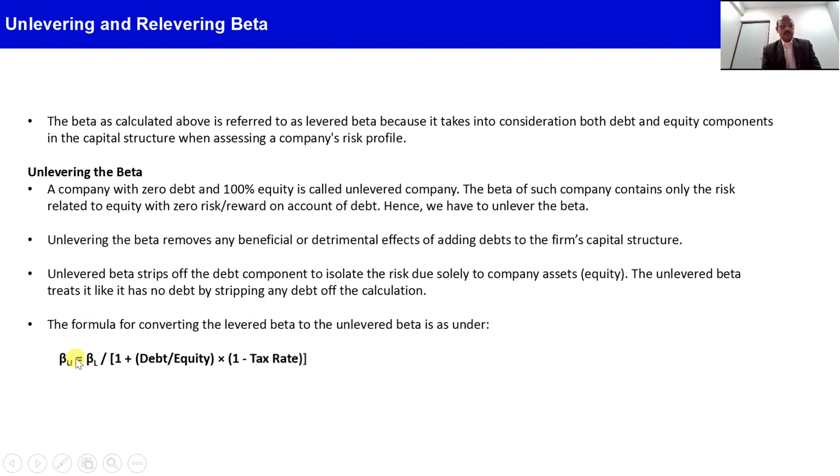Here Bu, the unlevered beta, equals levered beta divided by 1 plus debt equity ratio times 1 minus marginal tax rate. So here Bu is the unlevered beta and Bl is the levered beta.